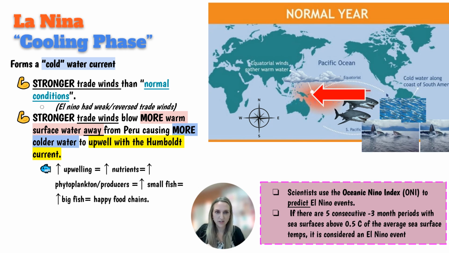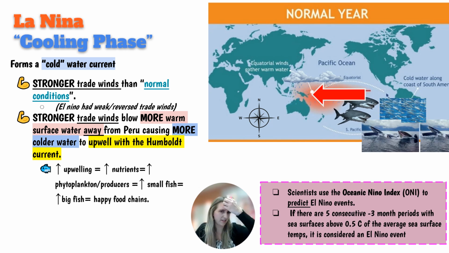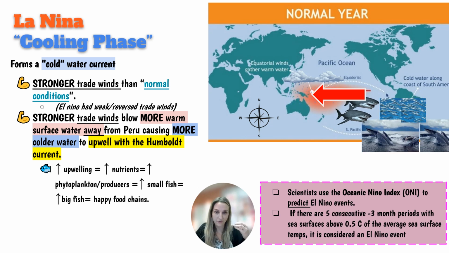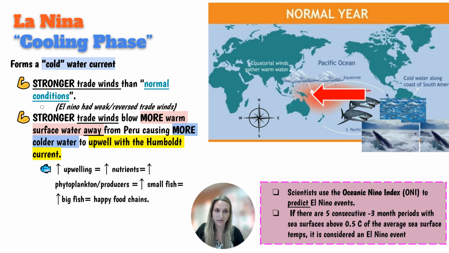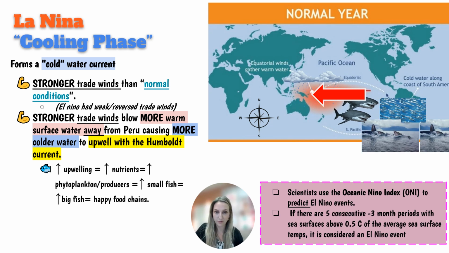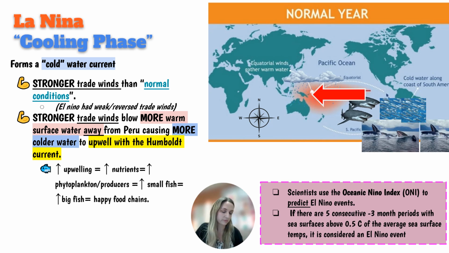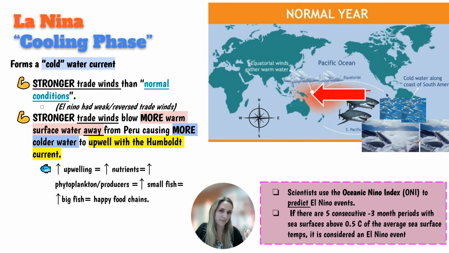And then just some fun facts. Scientists use what's called the Oceanic Nino Index to predict El Nino events. I haven't seen this as an exam question. This was just being extra. If there are 5 consecutive 3-month periods with sea surface temperatures half a degree Celsius above the average sea surface temperature, it's considered to be an El Nino event. If it's above it, just by half a degree for 3 months in a row, that's what they use to predict it.